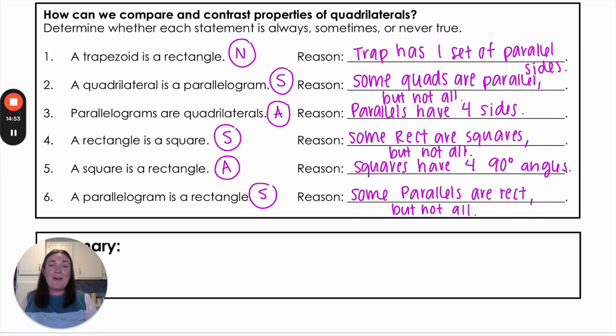All right, so I hope you're feeling more comfortable with talking about those different types of quadrilaterals, how to classify them, and how to sort them.